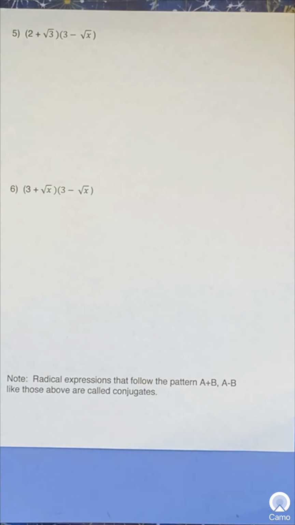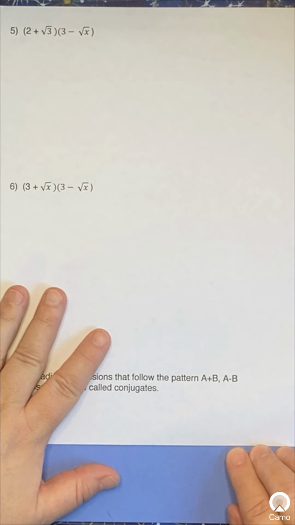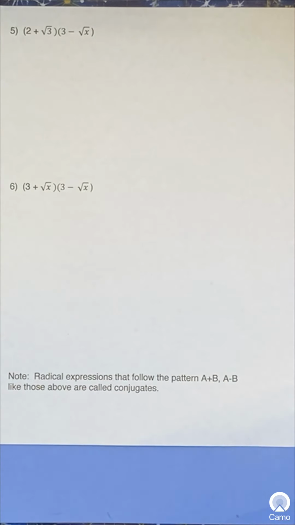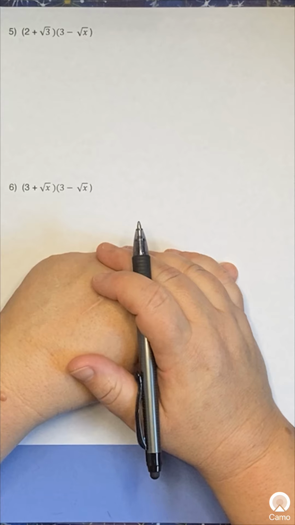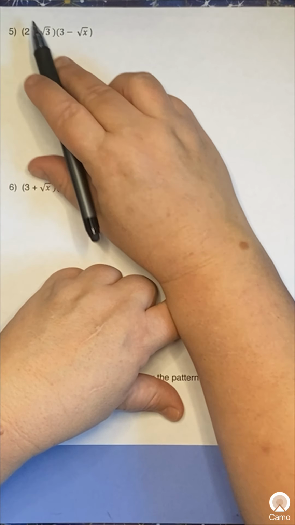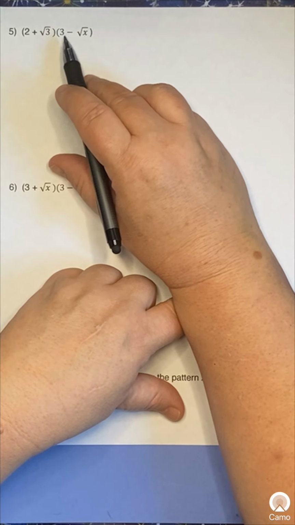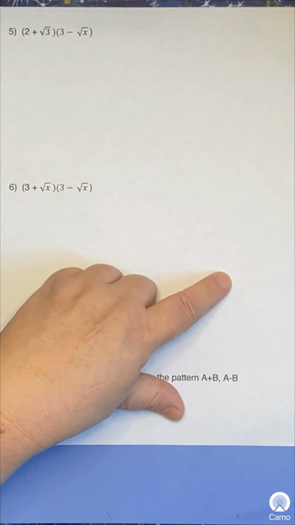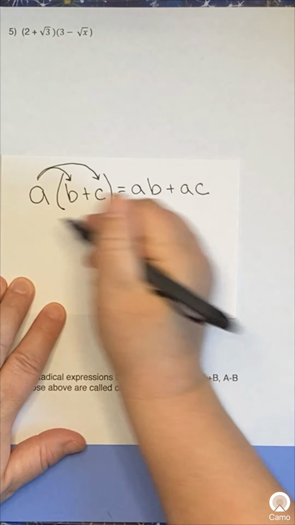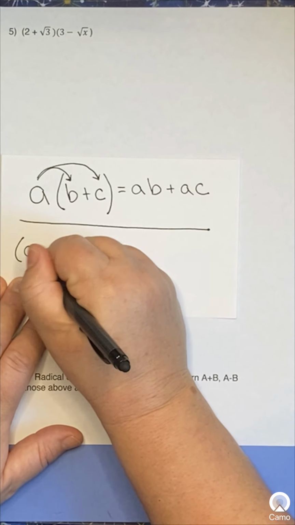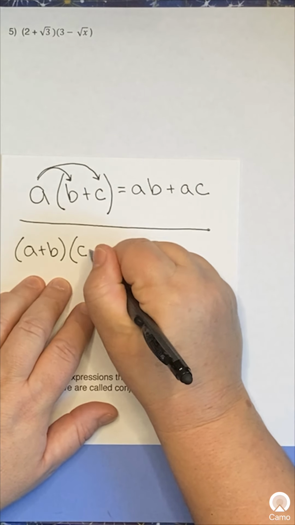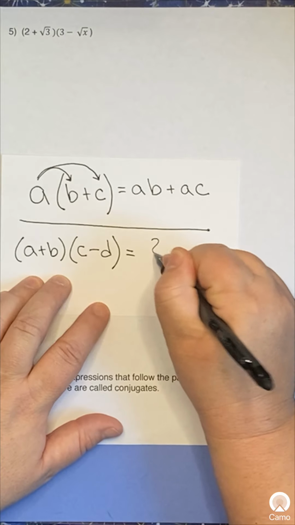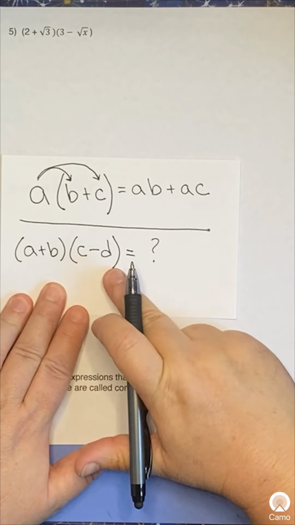Number 5. Remember you can always take a break. You can always pause. You can always ignore what's written down here. Don't worry about that. Okay, so what do we got up here? I've got 2 plus radical 3 in parentheses, and then 3 minus radical x in parentheses. And so I'm going to pull out that piece of paper, and I'm going to draw a line. If I have a plus b in one set of parentheses, and I have c minus d in another one, how do I multiply if I have that format?